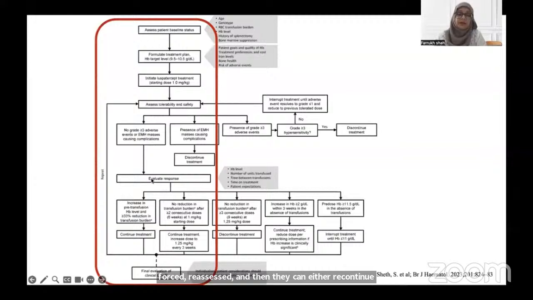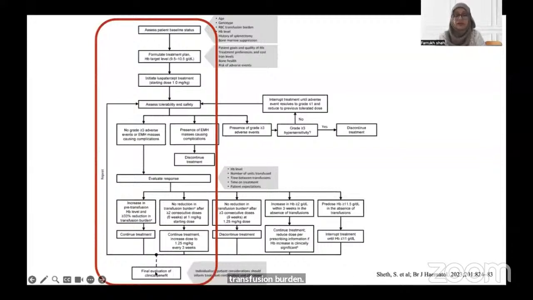With the 1 milligram per kilogram per day response, it's important after the second or third dose to reevaluate the hemoglobin level, the number of units patients are being transfused, and the time between transfusions. At that point, you can either increase the dose to 1.25 milligrams per kilogram per day if there hasn't been a sufficient reduction in the transfusion burden, or you can continue therapy if there has been a sufficient reduction in the transfusion burden.